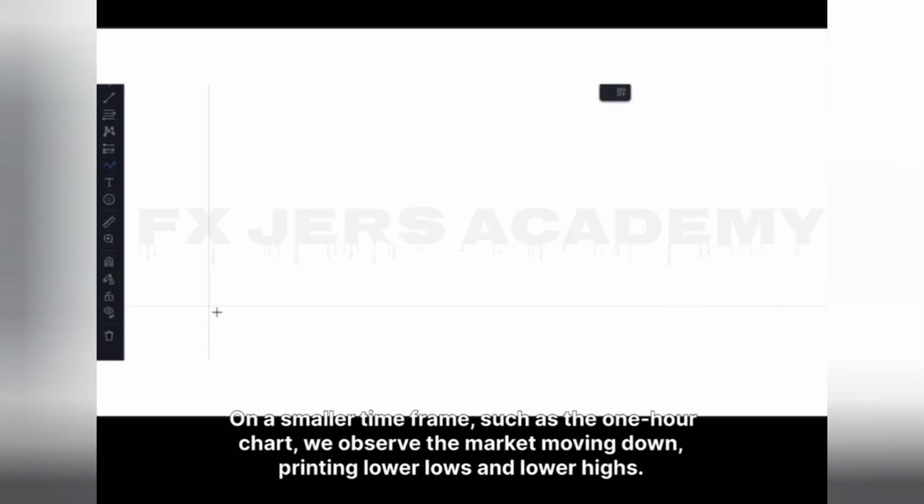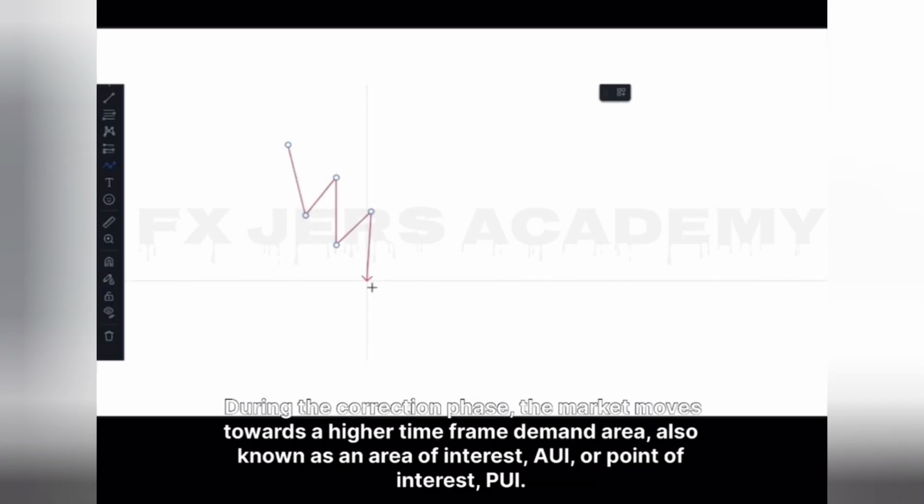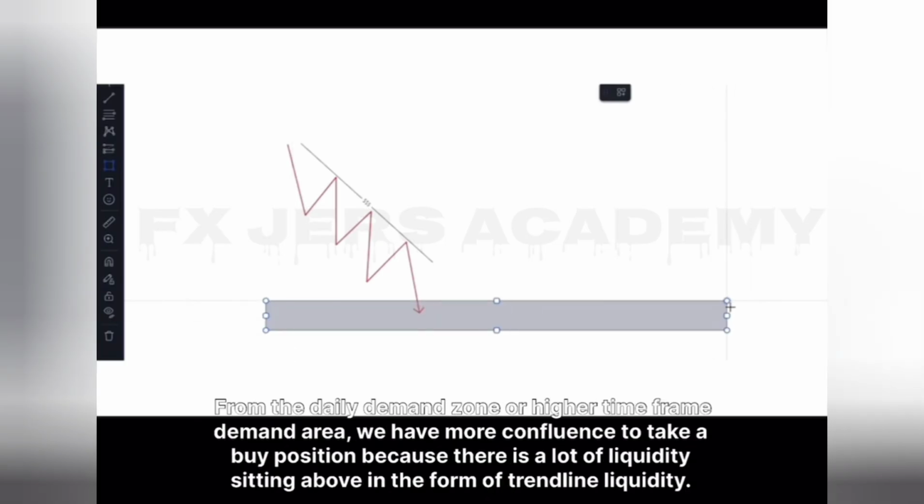Let's take a second example. On a smaller time frame, such as the 1-hour chart, we observe the market moving down, printing lower lows and lower highs. During the correction phase, the market moves towards a higher time frame demand area, also known as an area of interest, AOI, or point of interest, POI.